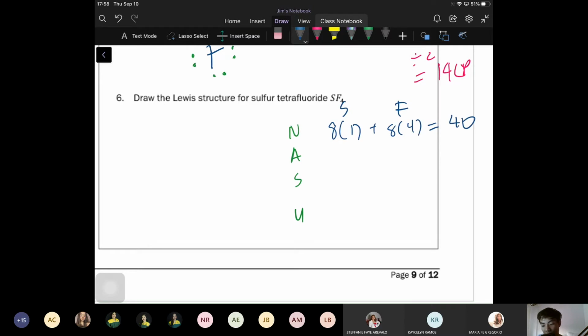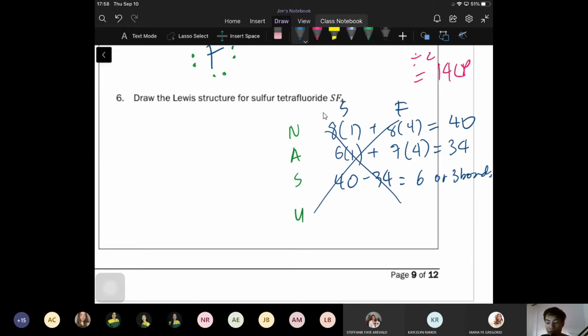8 times 4 plus 8, parang 8 times 5 yan. So, 40. Available, sulfur is 6. Fluorine is 7 times 4. Kakalkyo ko na yan. 34. So, 40 minus 34, 6 lang or 3 bonds. No? So, my 3 bonds will not be able to accommodate the 4 fluorine atoms. So, I can say, I will not use the octet rule because 3 lang yung kaya eh.